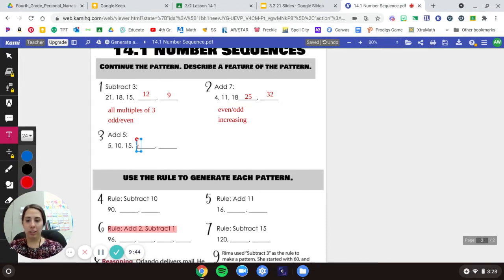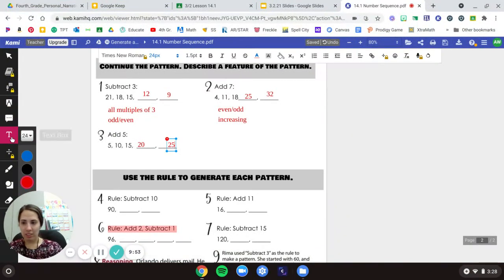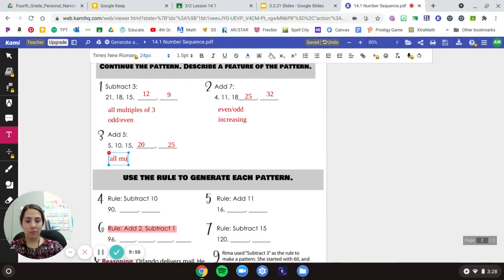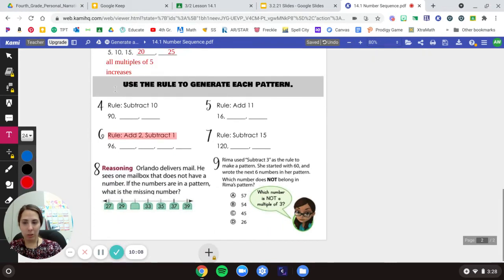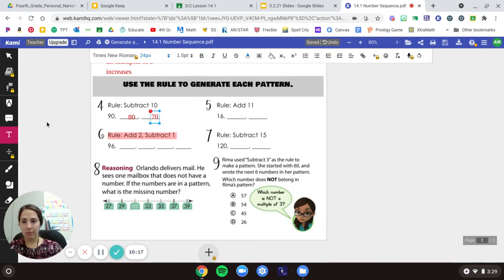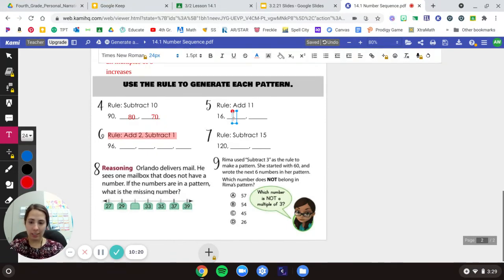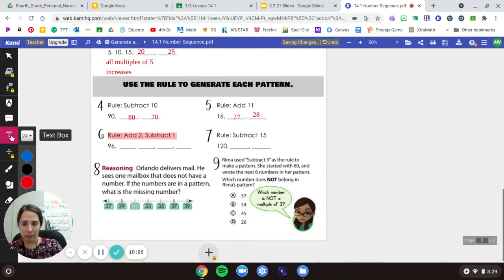And the last one was a pretty straightforward, just 2 missing numbers, 20, and 25. And you might have noticed here, these are all multiples of 5. Or it increases. Our pattern is increasing here. Good. All right, finish the rule. Use the rule to finish the pattern. Subtracting 10 should be 80, and then 70. Finishing the pattern over here, adding 11, 27, and 28. You might have noticed that was the same one as the top one.